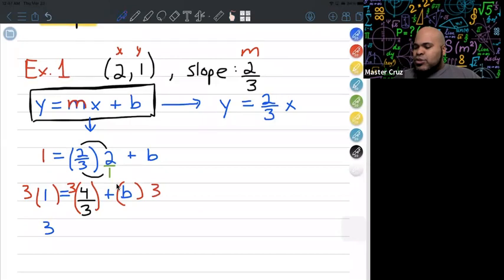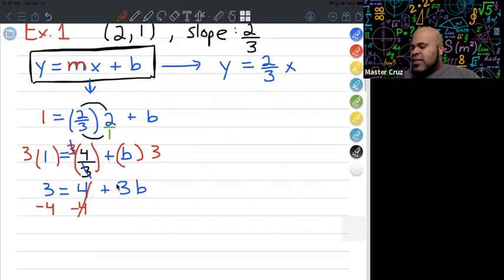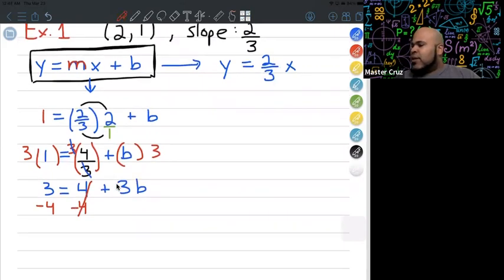3 times 1 is just 3. These 3's cancel. The whole reason why you multiply times 3 is to cancel the fraction. So you're just left with the 4 plus 3b. Then I'm going to subtract 4 from both sides, because I want to cancel the number that does not have the variable. And that will give me that -1 equals 3b. We're almost done.